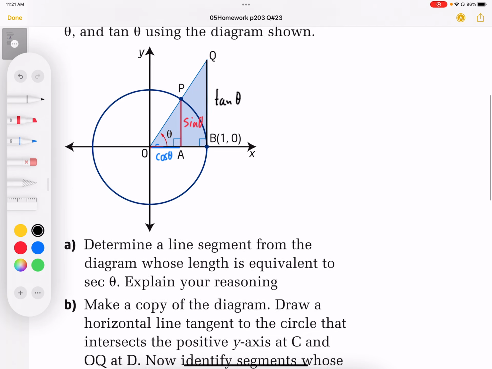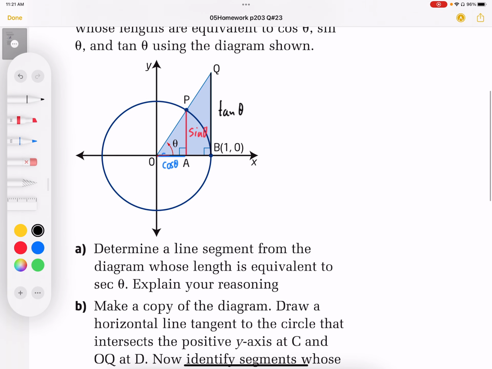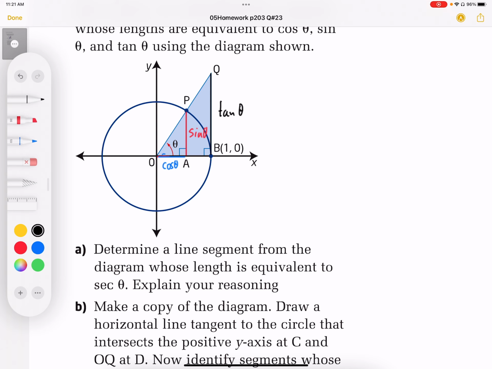Okay, so it says determine a line segment from the diagram whose length is equivalent to secant theta. So secant theta is related to cosine. Now to work out the radius over x, I got that backwards. Okay, cosine is x over radius, so the secant is the same ratio as the radius over the x position. So it's going to be this line here over that line there.